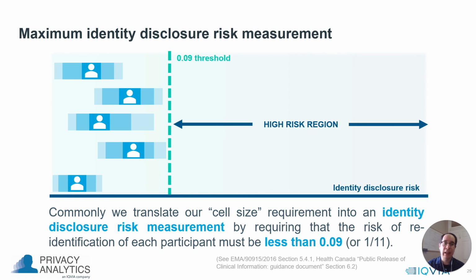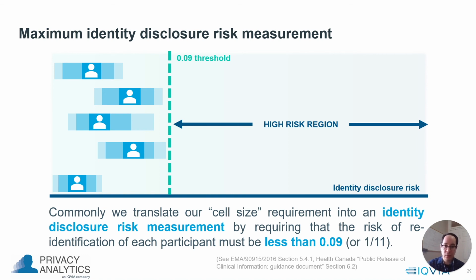So by comparing the information we've detected about an individual against the reference population, we wind up with a numerical value for each data subject. And this represents how identifiable they are. And this quantity is determined relative to the cell size of 11. So in practice, we would express this as a quantity of a disclosure risk measurement by requiring that the risk of re-identification for each data subject must be less than 0.09, or 1 over 11.